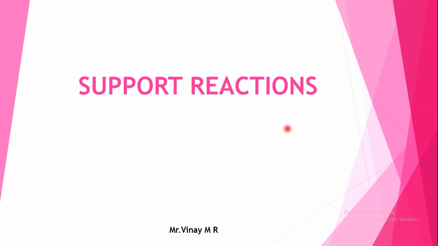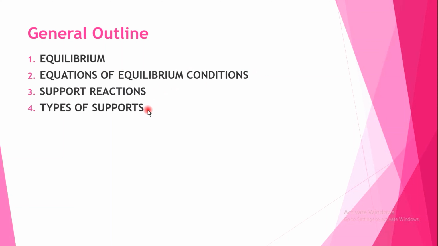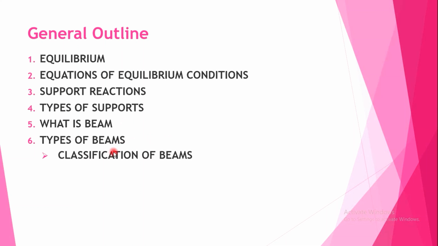Today we can discuss the topic support reactions. Before that, let us see the general outline of the discussion. First, we need to understand the concept of equilibrium. Then we will move on to the equations of equilibrium conditions. After that, support reactions. Then what are the types of supports? After that, what is a beam? Then what is the use of it? Types of beams. Then in that, what are the classifications of beams? Then lastly, classifications of flows.